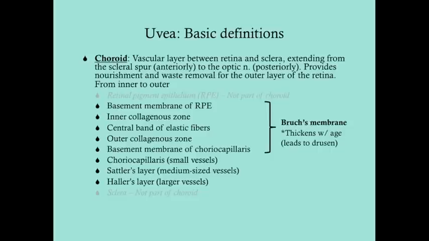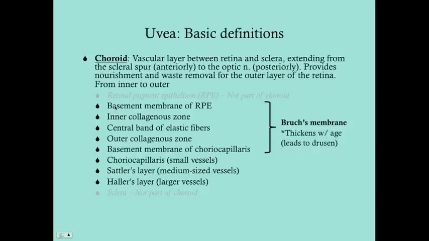Okay, so the choroid is a vascular layer between the retina and the sclera, and it extends from the scleral spur to the optic nerve posteriorly, and this provides nourishment and waste removal for the outer layer of the retina. And so there's multiple layers of the choroid. Don't memorize these. Just know there's multiple layers, and they're primarily vascularized.